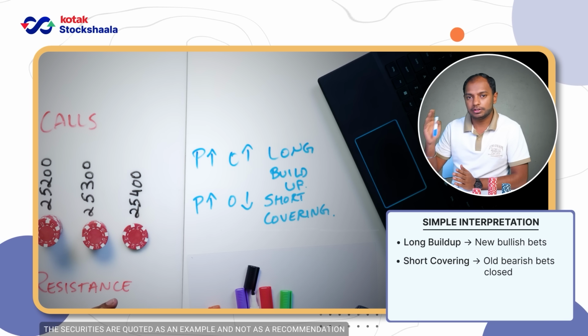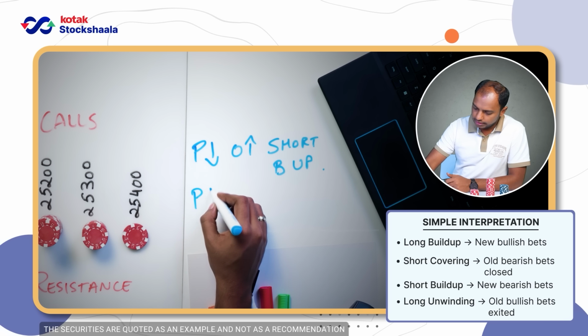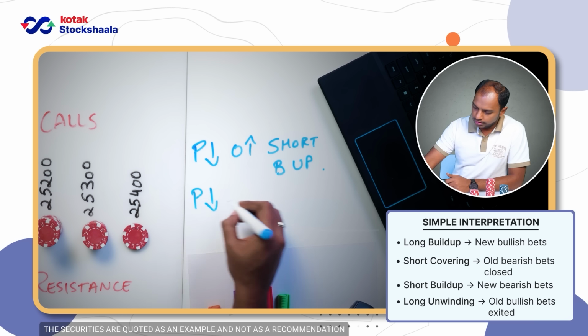Now let's go to the third variation, when price is decreasing but OI is increasing. This is called as short buildup. And the fourth one is when price is decreasing but the OI is also decreasing. It's called long unwinding.